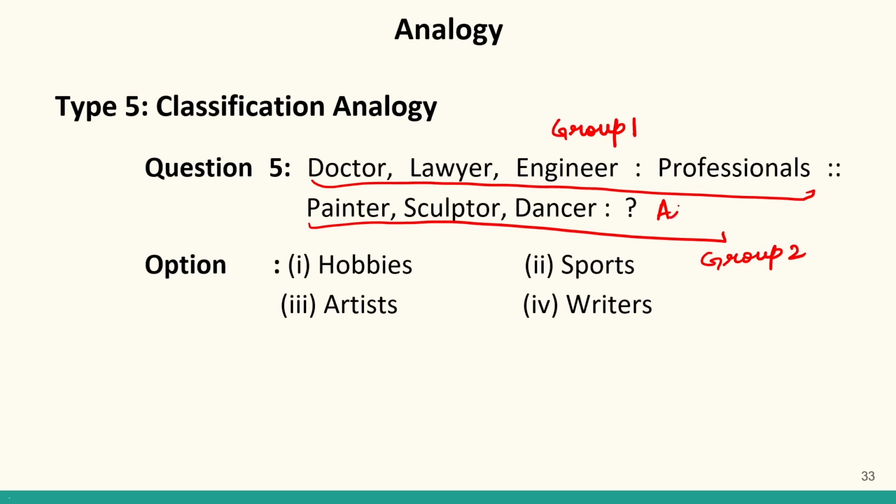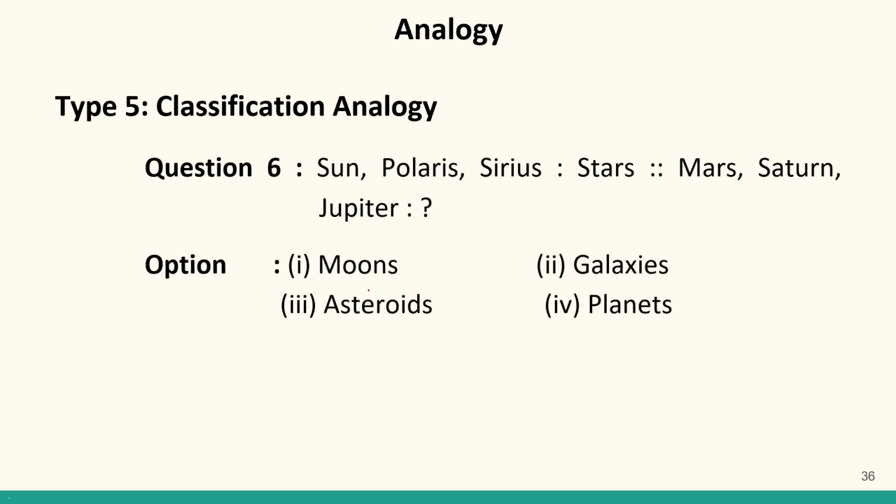These are all called artists. So our answer will be option number 3, artist. Now, Sun, Polaris, Sirius are all types of what? They are types of stars. They are names of stars.